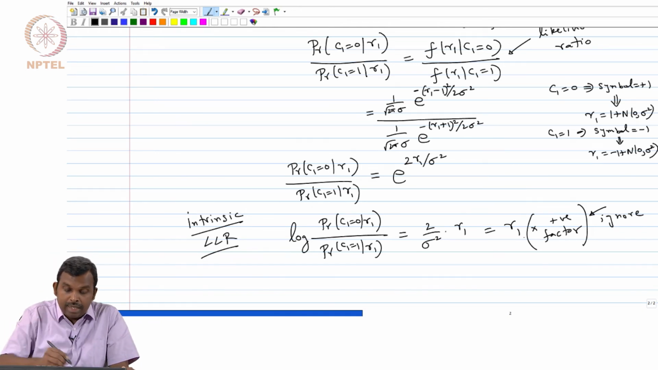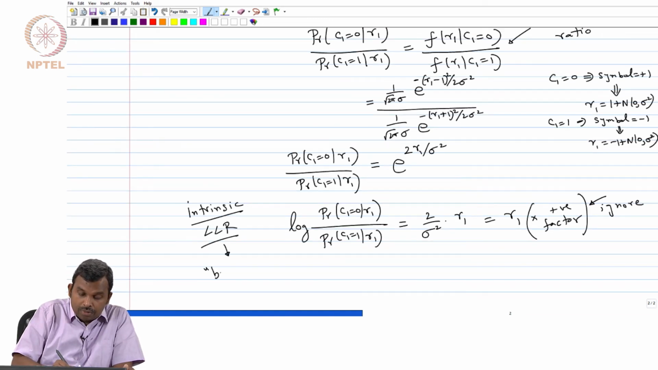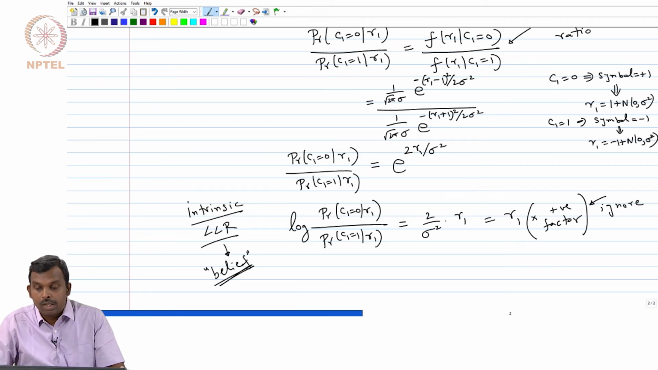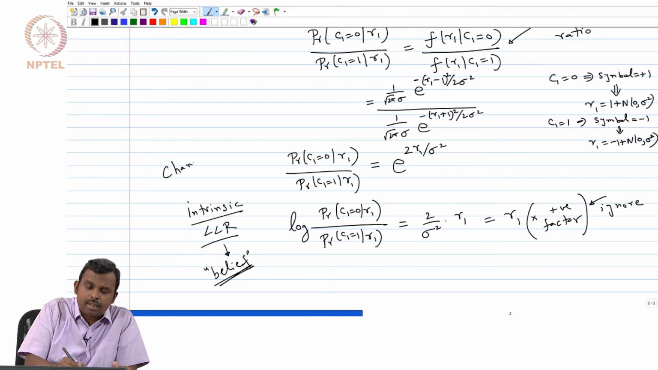So this intrinsic LLR is sort of the belief. This is the belief that we spoke about. So this is just intrinsic LLR. It's also referred to as the channel LLR or input LLR.